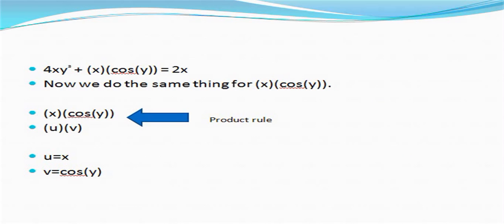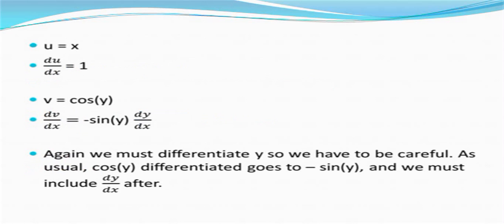So now we focus on x multiplied by cos of y. Again, we use the product rule. x is substituted in for u and cos of y is v. So if we differentiate u, we get du/dx, and when we differentiate x, which is x to the power of 1, remember, the 1 will come down, and x to the power of 1 reduces to x to the power of 0, which is 1. So we're just left with 1 multiplied by 1, which is 1.